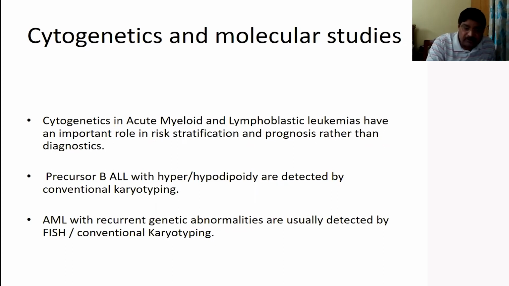If you do AML with recurrent genetic abnormalities, usually you do FISH first and simultaneously conventional karyotyping. You will do many FISH studies using known probes, but conventional karyotyping is discovery mode. So you can discover a large number of karyotypic abnormalities.